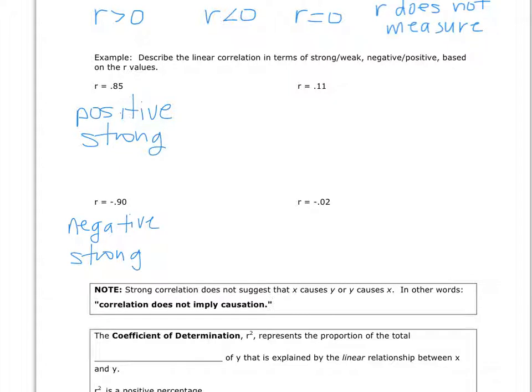Now look at R equals 0.11. It's positive, so it's indicating a positive linear correlation. But since it's closer to 0, it's not strong. The linear correlation would not be as strong as the 0.85, so classify that one as weak. And then R equal to negative 0.02, that negative says that it's a negative linear correlation. But again, it's really close to 0, so that correlation is weak.